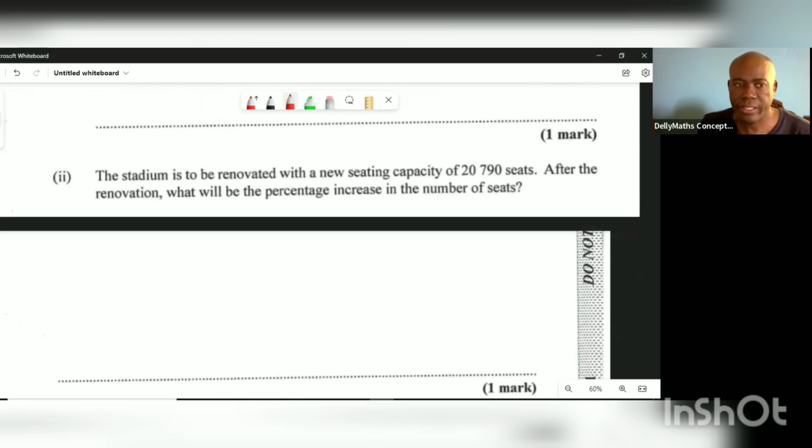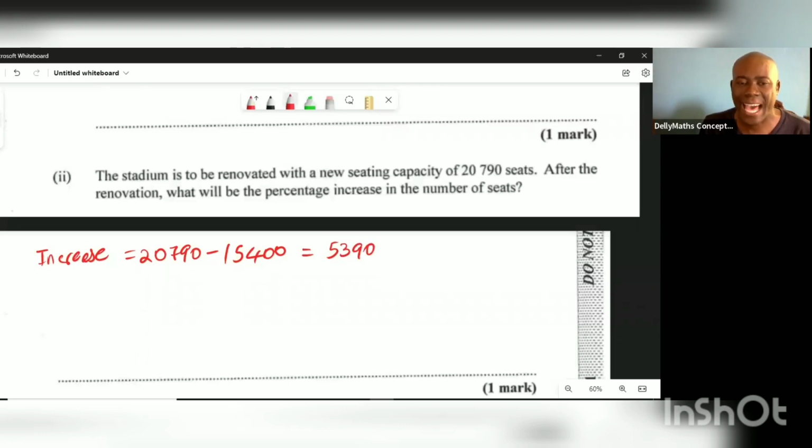So we want to find the increase. The increase was actually 20,790 minus 15,400. This will be the increase in the number of seats. Let us quickly subtract that. We minus in 15,400. So the increase in the number of seats would have been 5,390. This is the increase in the number of seats.